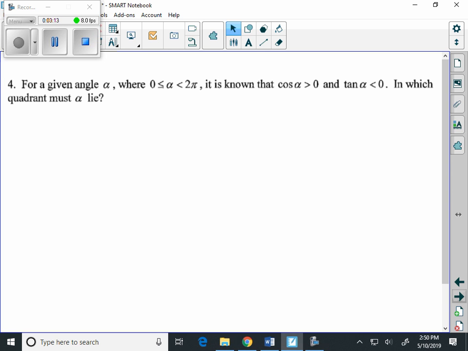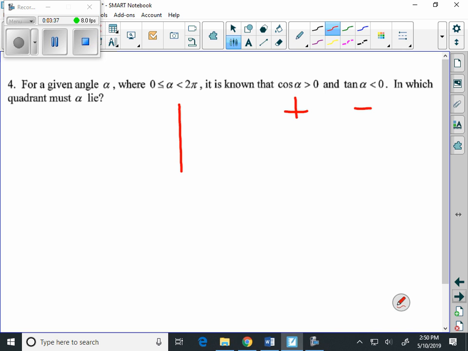Still, very similar kind of problem. It says for a given angle where 0 is less than or equal to alpha is less than 2 pi, it's known that cosine of alpha is greater than 0. Well, greater than 0 means positive, and tangent is less than 0, which is a negative value. Again, we think back to our quadrants here.